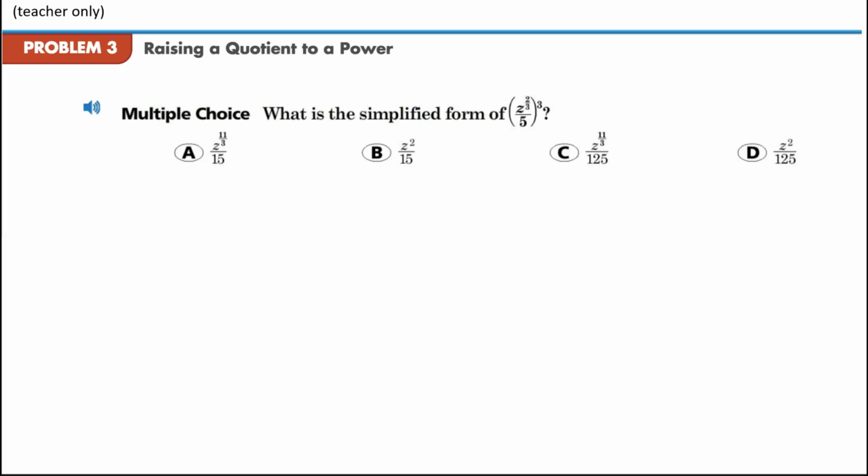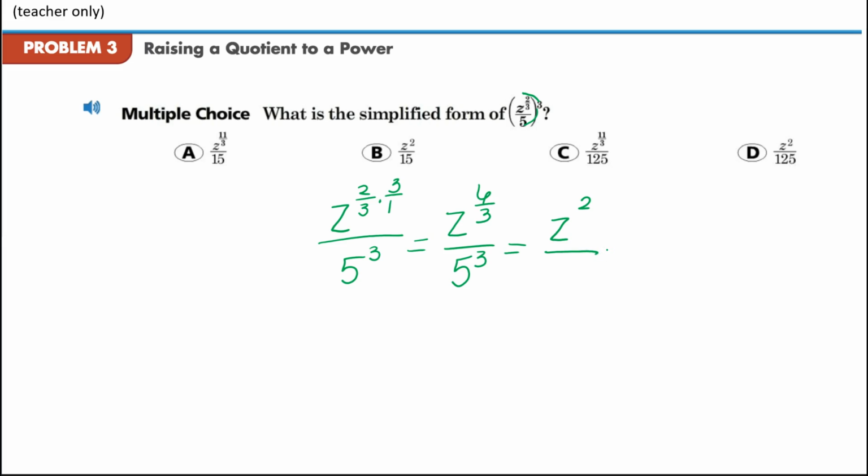What is the simplified form of z to the 2/3 divided by 5, all to the third? So I'm going to distribute again that third to both sides. So that's going to be z to the 2/3 times 3/1, because this is a power to a power, over 5 to the third power. So that's going to be z to the 6/3 divided by 5 to the third power. 6 divided by 3 is 2, so that's going to be z squared. And if we work out 5 to the third power, we end up with 125. So z squared over 125 ends up being answer D.